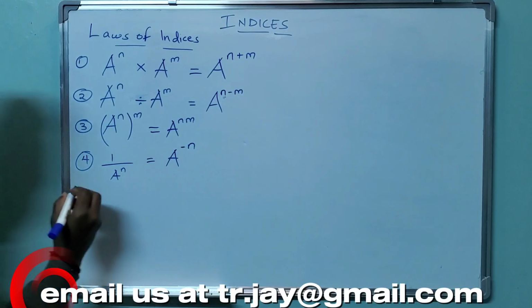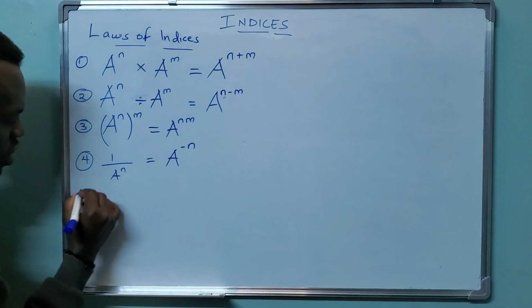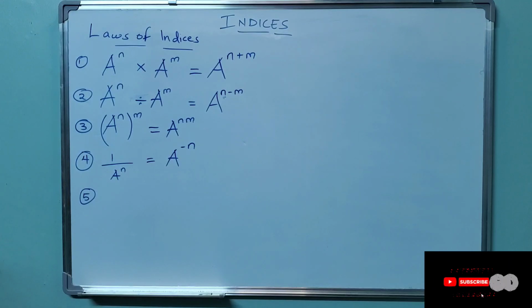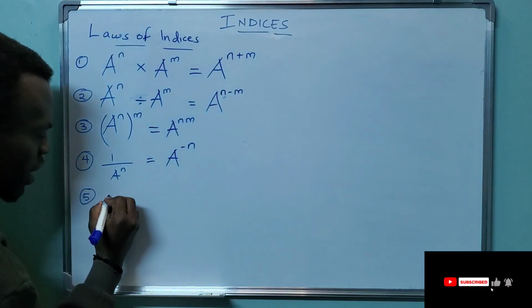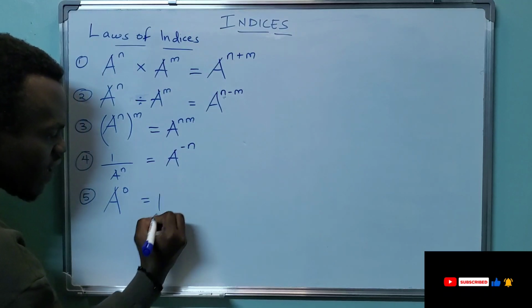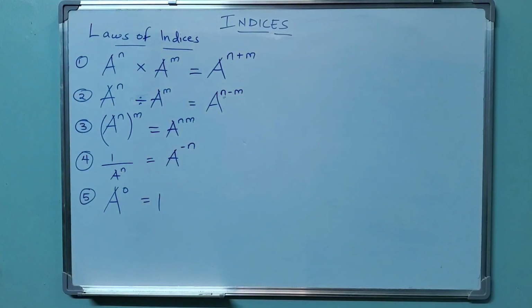Rule number 5, though it may seem not that important, is actually very, very important. Rule number 5 states that any number raised to power 0, the answer is always 1. So if I have a raised to power 0, the answer is 1. If I have 1,000 raised to power 0, the answer is 1. So those are the laws of indices we are going to apply in calculations involving indices.